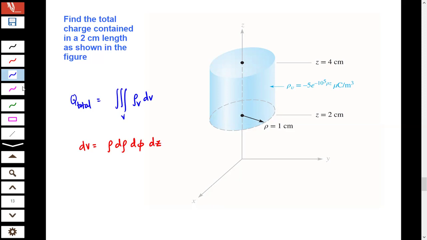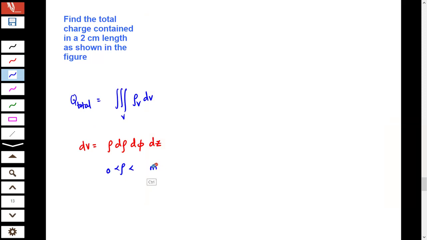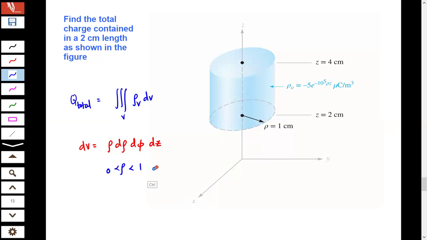we can give the limits from the given volume. That is, rho changes from 0 to 1 centimeter. We can write 1 centimeter as 0.01 meter. So I should write 0.01. And phi varies from 0 to 2 pi. Z varies from 2 centimeter to 4 centimeter. So that should be written as 0.02 to 0.04. We should take this expression for rho v and do volume integration to get the total charge.